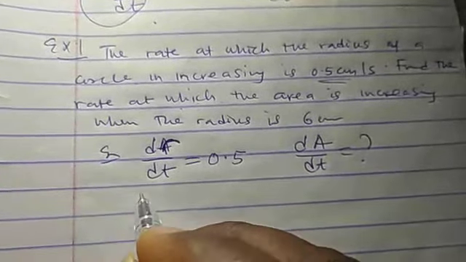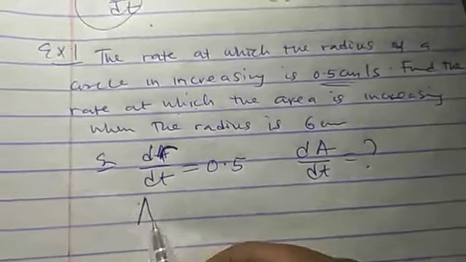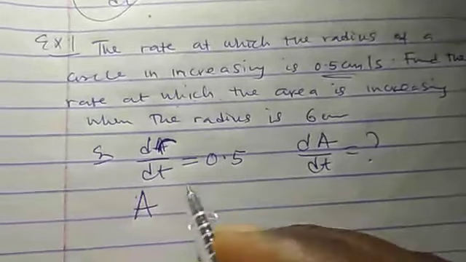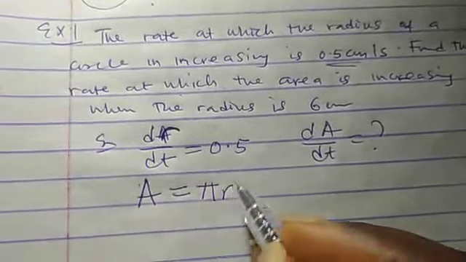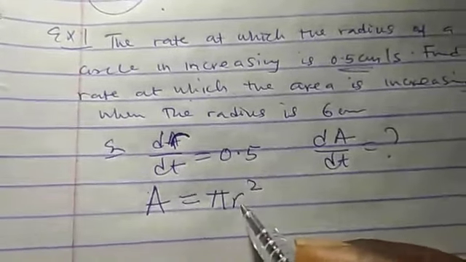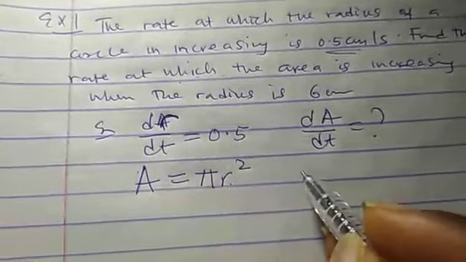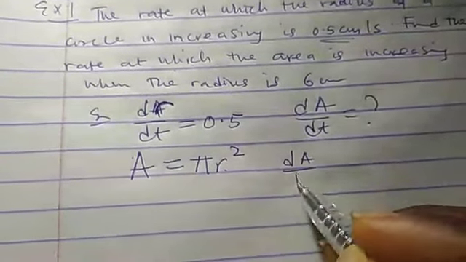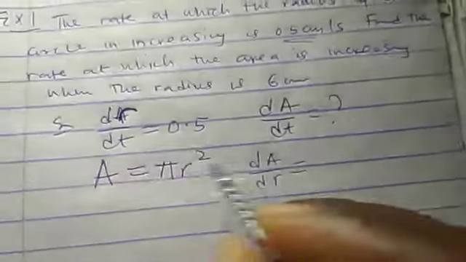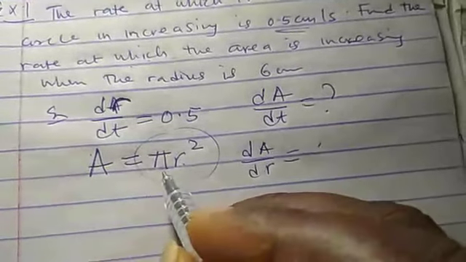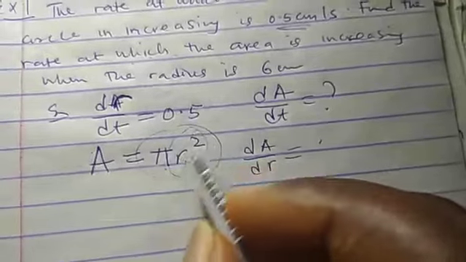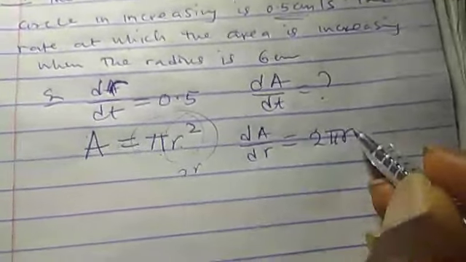The first thing is that we are dealing with a circle there, and we are finding the rate of change of area. I need to first know what is the area of a circle. Area of a circle is pi r square. Now if I differentiate this, dA dr, pi is a number, r is a variable. If I differentiate r square, I will have 2r. So our answer is 2 pi r.